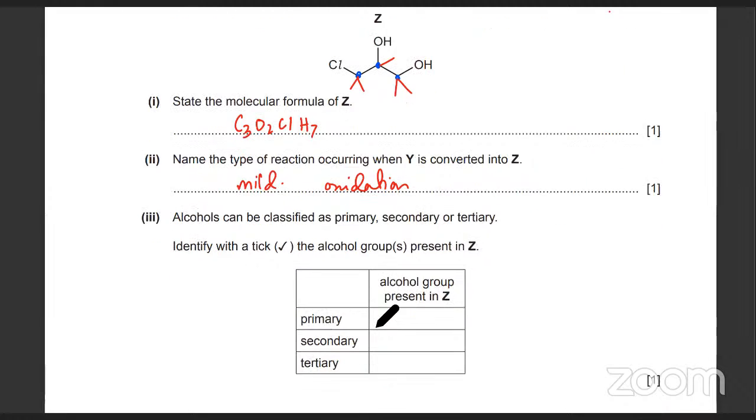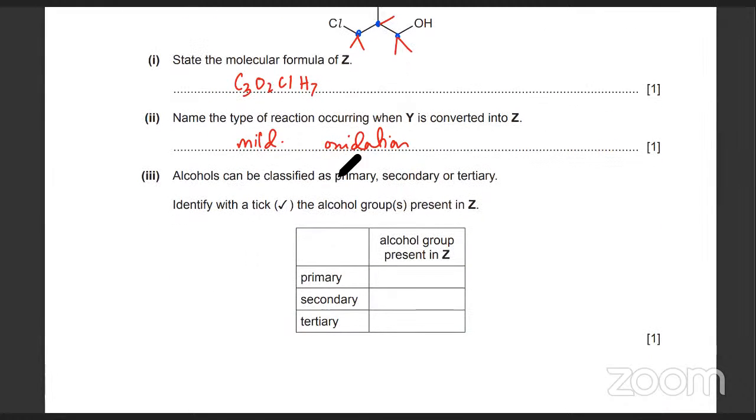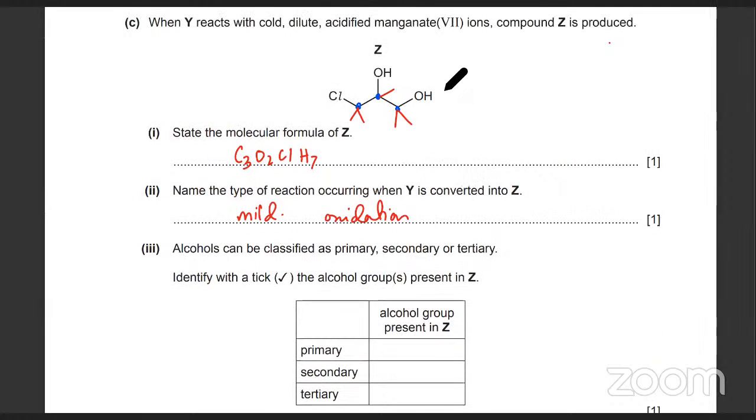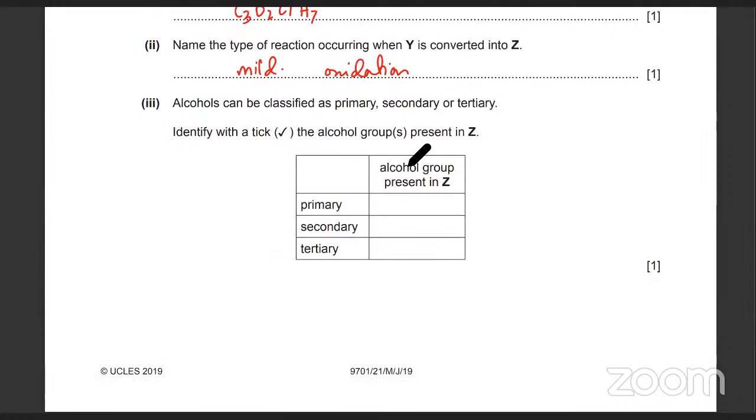ठीक है. So alcohols can be classified as primary, secondary, or tertiary. Identify with a tick the alcohol group present in Z. So, ये क्या है? This one, primary or secondary or tertiary? Primary. ठीक है, and this one is secondary because the carbon is bonded to 2 other carbon atoms. ठीक है, so that's secondary. So you've got 1 primary and 1 secondary and no tertiary alcohols.